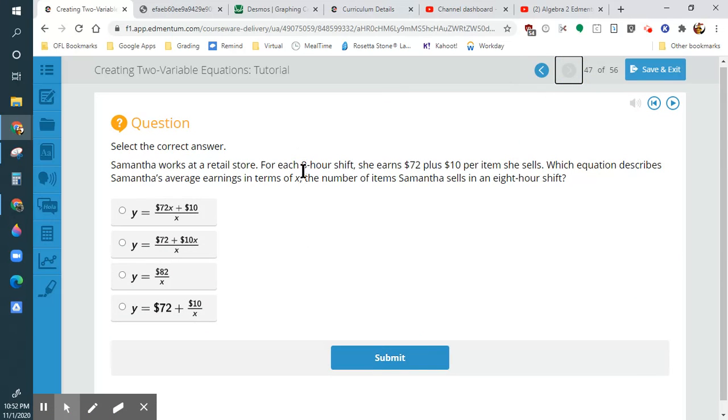All right, so let's see here. Samantha, for each 8-hour shift, she earns this much plus, for each item she's selling, 72 plus 10x. Which expression describes the amount in terms of x? We're going to divide it by x because we're going to assume this is how much she gets, and we're basing it off of how many items she's selling. So we have this expression here.